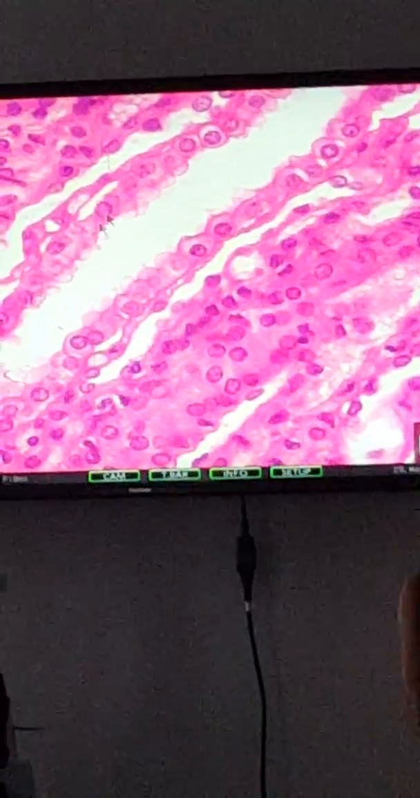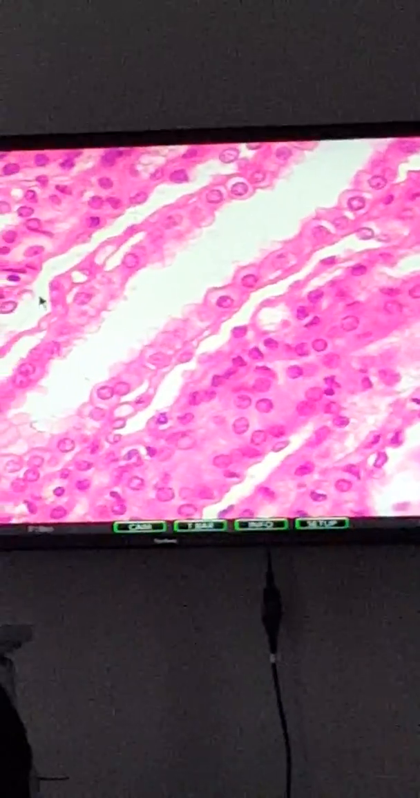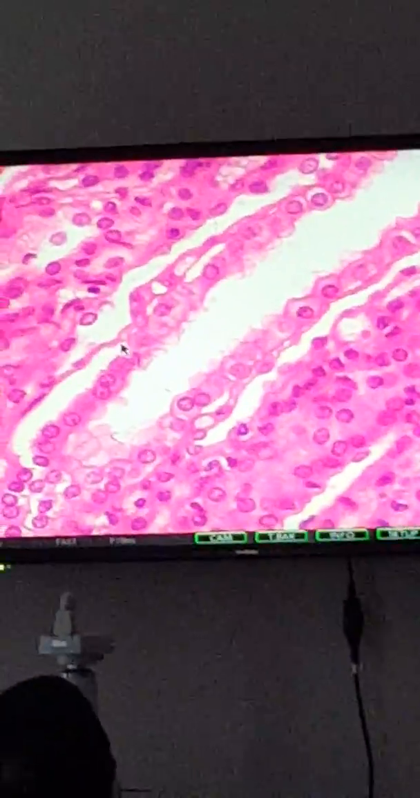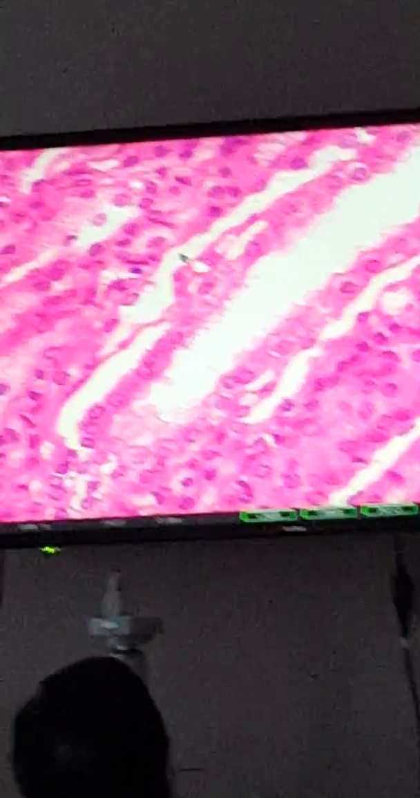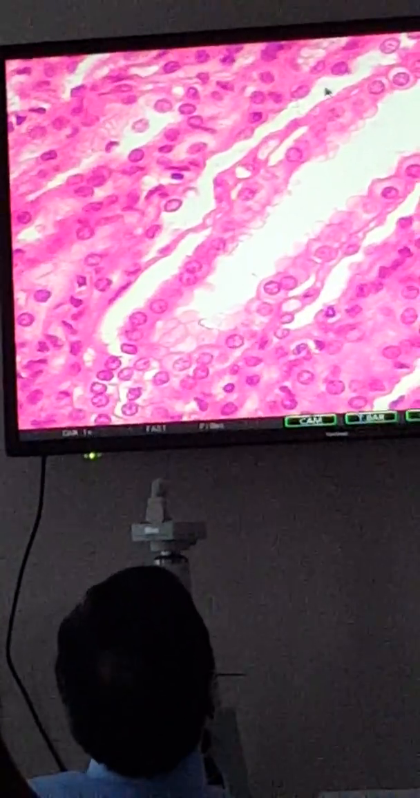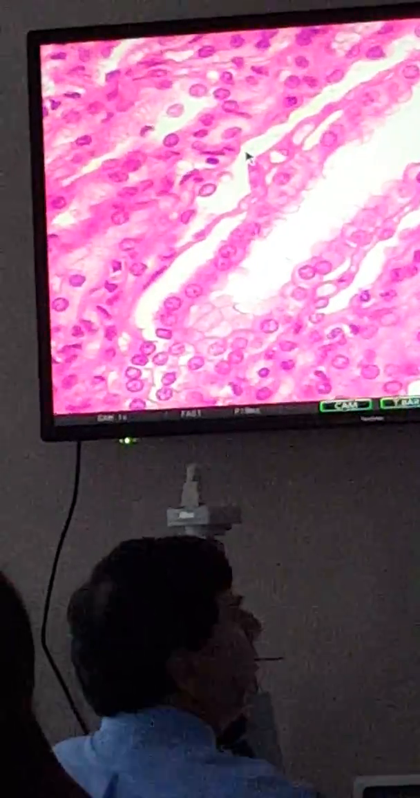Now, here's a structure right next to it that's lined by simple squamous epithelium. Here's its lumen. I don't see any red blood cells in it, but these are probably squamous cells here. So what would that be?